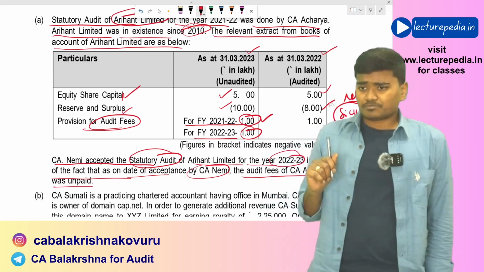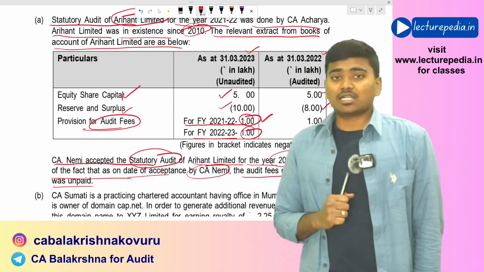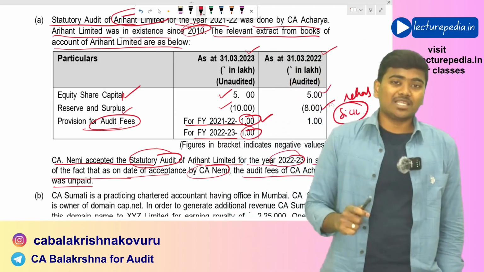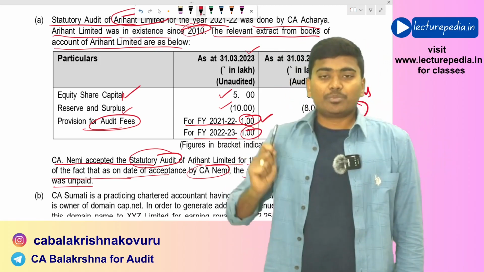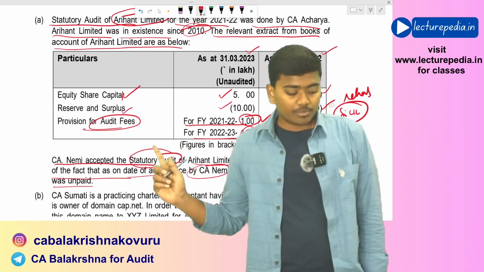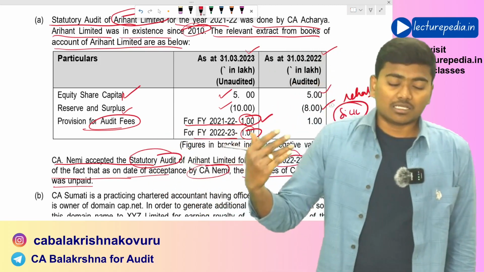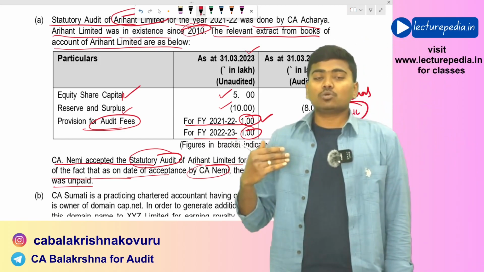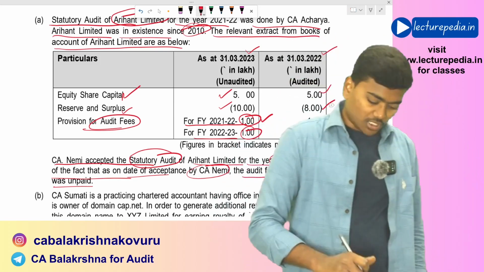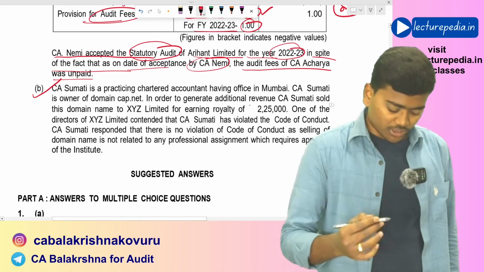Now, if you see, a chartered accountant in practice will be deemed to be guilty of professional misconduct if he accepts any audit wherein that particular company has not paid the undisputed audit fee of the previous auditor. But this is not applicable for a sick industry. Now, in this case, since Arihant Limited is a sick industry, this requirement is not applicable, and the CA can accept the audit even though the undisputed audit fee of the previous auditor is not paid. That you need to conclude. Okay. Next, question number 25B.